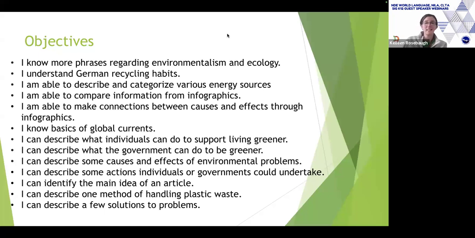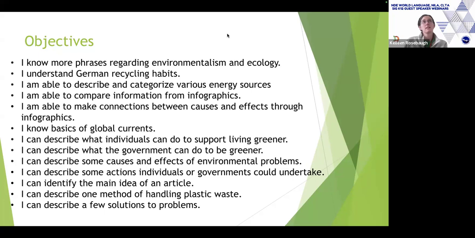They can identify the main idea of an article. This particular unit does have a fair amount of reading in it, and so if students can get main idea and some details, that's useful. They can describe at least one method of handling plastic waste, which is one of the larger waste components that we have that is affecting the environment. So describing at least one thing you can do about it, and then give a few solutions to various problems. So there's a lot of various things on here. A lot of it is focusing on students being able to describe and then giving a possible action step.